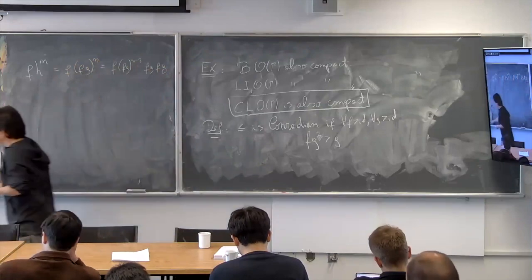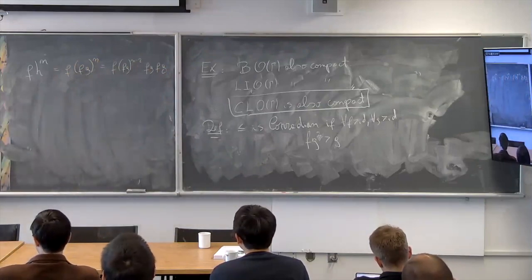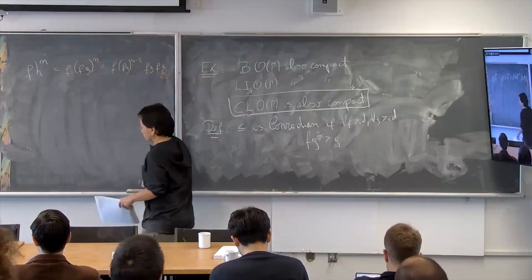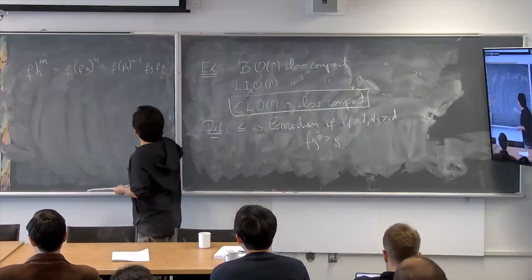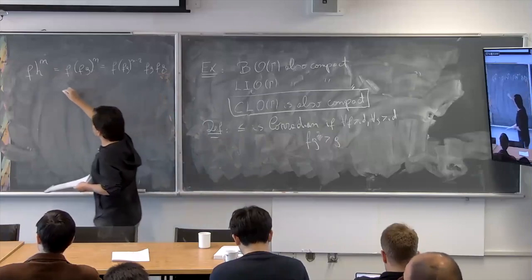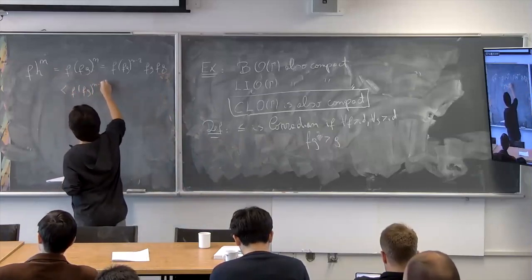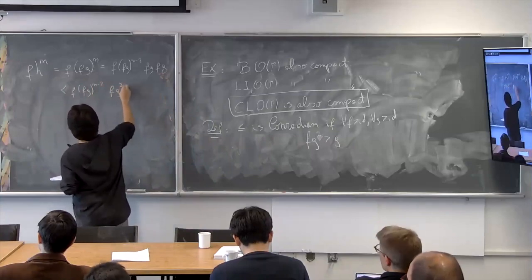Okay, but because of this, fg is smaller than g. So I can replace this by this, keeping the inequality. So I get this is smaller than fg to the power n minus 2 fg to the square.